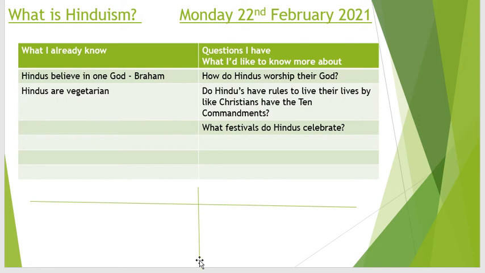Okay, hopefully you've got your table drawn then Year 5 and 6. So on the left hand side we're listing what we already know. Okay, now something that you might know, you might not, it doesn't matter if you don't, panic. Hindus believe in one God, and you may remember the name of the God. Hindus are vegetarian. You may know some of the Hindu festivals that are celebrated throughout the year.